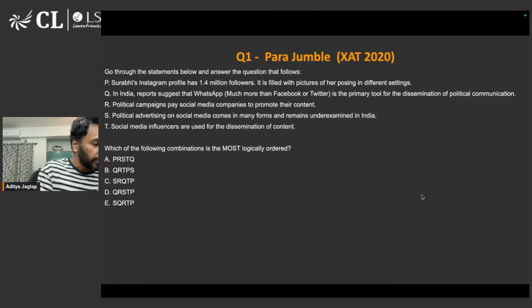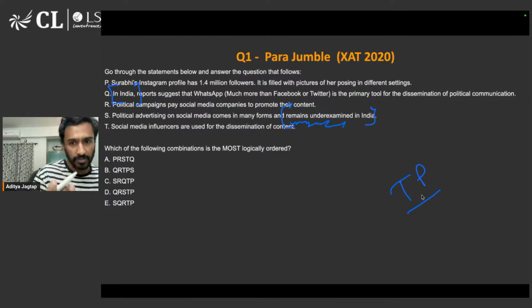Okay. So now that we have figured out that clearly TP would be one of the pairs, and we know TP is an example of social media influencers used for dissemination of content, but we know dissemination of what content? It's supposed to be of political content, right? Now we also want to proceed from "remains under examined in India" to slightly more examination in sentence Q given by the author of this passage, right?